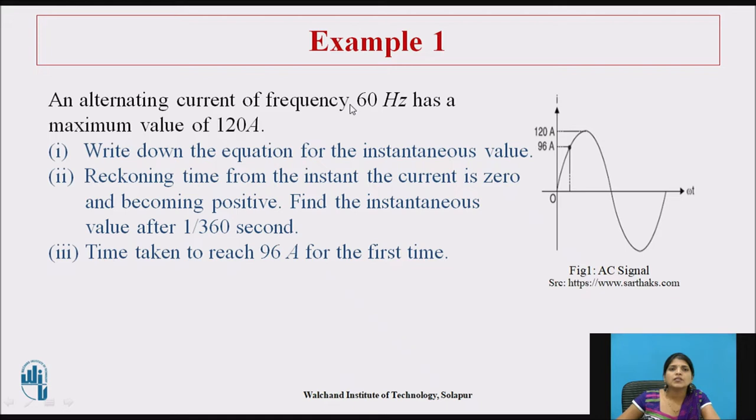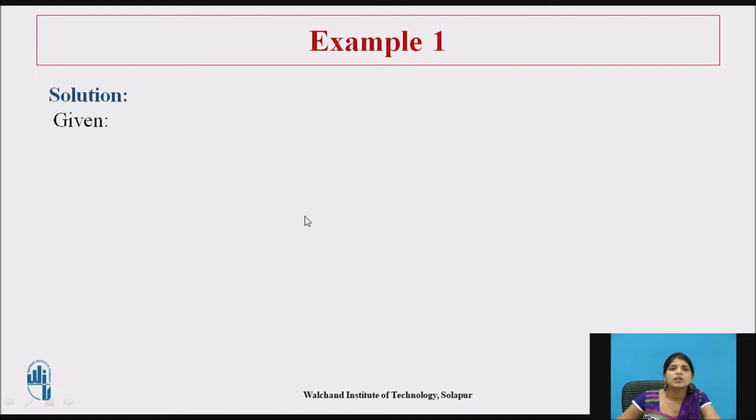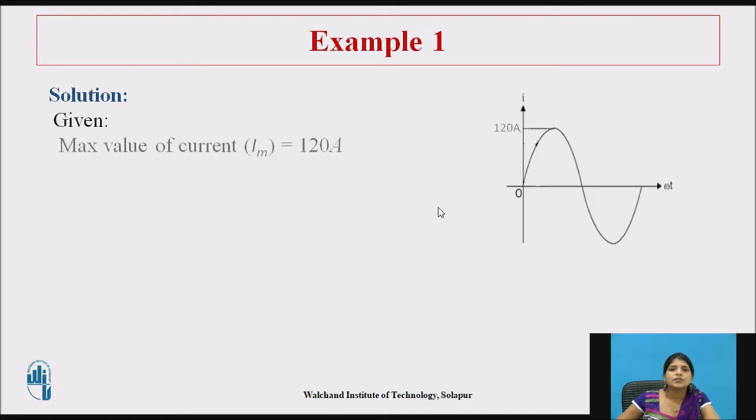In the first example, a signal is given. The alternating current has a frequency of 60 hertz and a maximum value of current of 120 ampere, that is Im is given and the frequency is given. Now we want to find out these terms. Here the maximum value of current is 120 ampere and the frequency is 60 hertz.